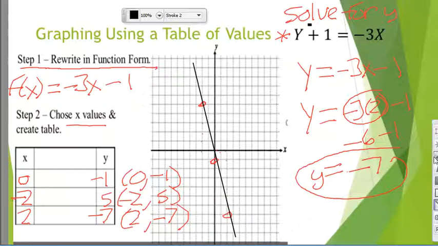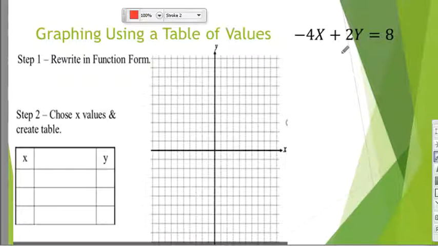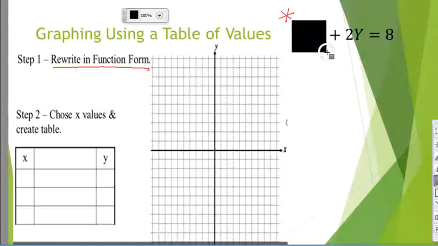So this is the line y equals negative 3x minus 1. Okay, let's go ahead and do this next one. Our first step, remember, is to rewrite in function form. Basically, we're going to solve for y and make this a y equals equation. So in order to solve this one for y, this one's a little bit trickier. There's two things we have to get rid of. We have to get rid of this negative 4x term. We also have to get rid of this multiplication of 2.